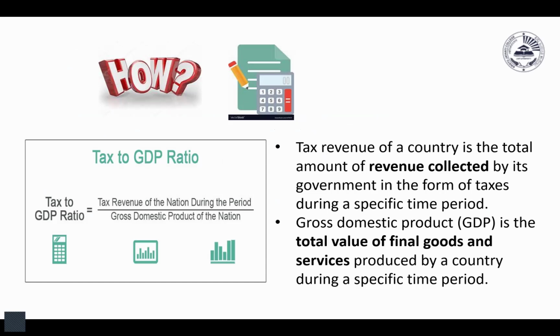The formula used to calculate the tax to GDP ratio is tax revenues of the nation during the period divided by gross domestic product of the nation, wherein the tax revenues of a country is the total amount of revenue collected by its government in the form of taxes, both direct and indirect, during a specific period of time. Gross domestic product is the total value of final goods and services produced by a country.